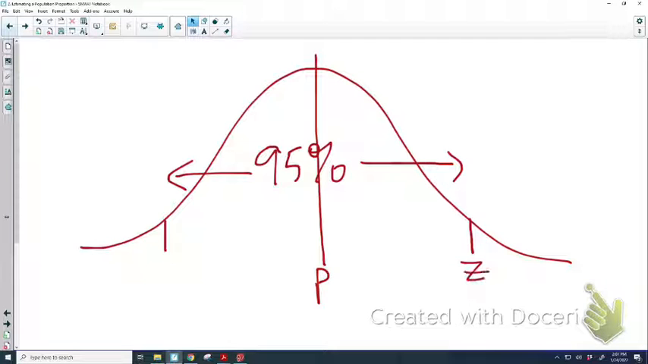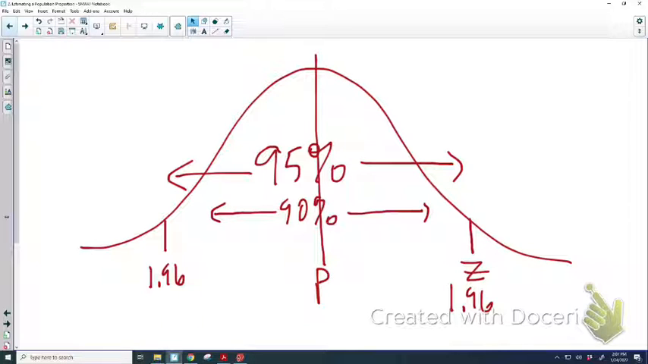On the z curve, that's 1.96. If we wanted a 90% confidence interval, it'd be a little different. That would be 1.645 and negative 1.645. So the calculator's getting that by doing inverse norm and getting the percentile at that far end.